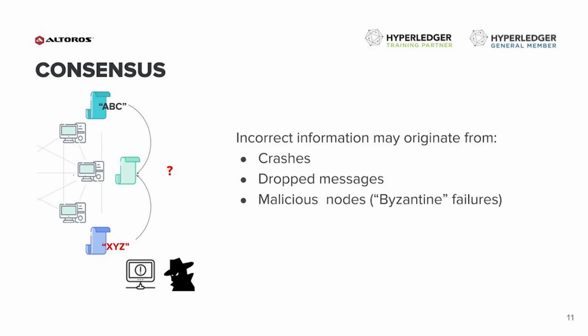And there are different reasons why any given node might be providing incorrect information to the rest of the network. It may be in a crash state and providing no information at all, or may have returned from a crash state and have outdated information, or messages over the network may have been dropped, causing it to be out of sync. And this is what you'll commonly hear referred to as crash fault tolerance when referring to consensus algorithms.